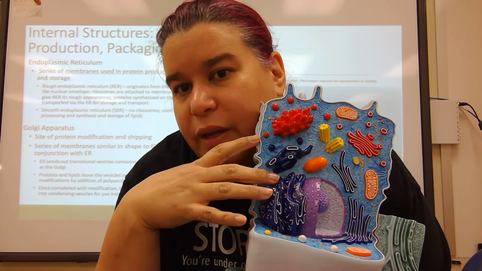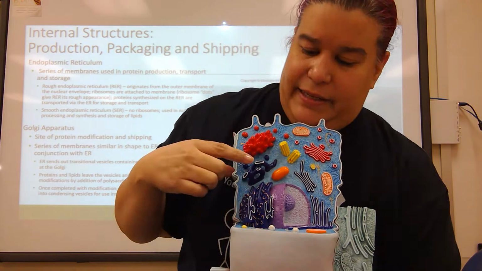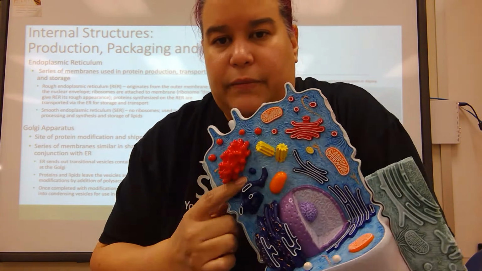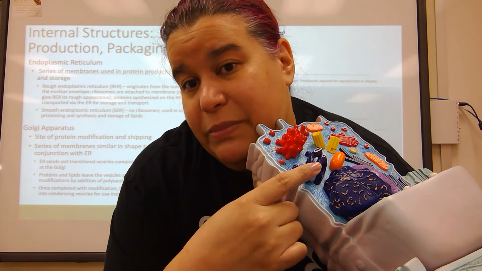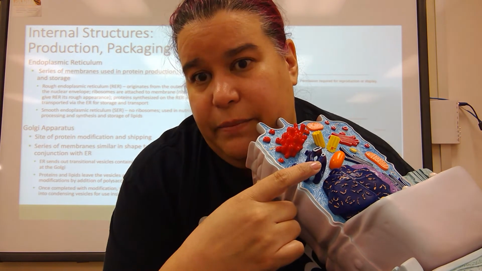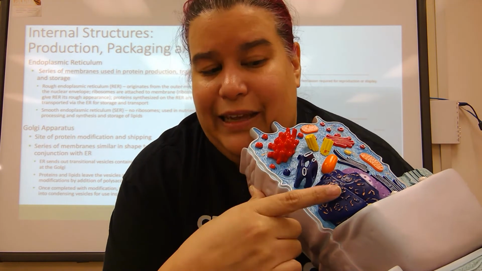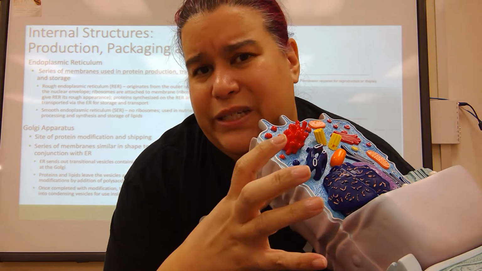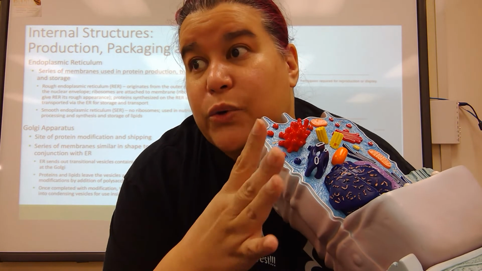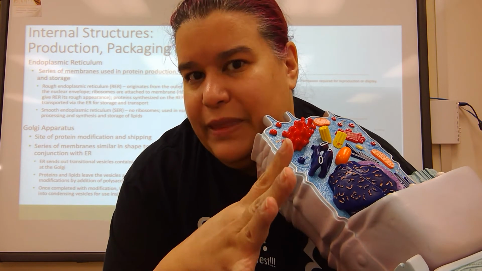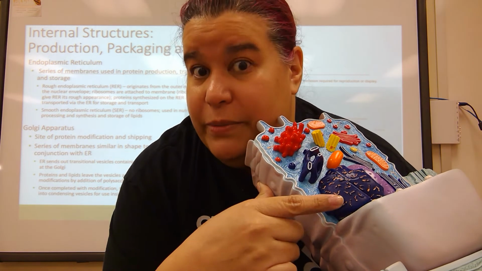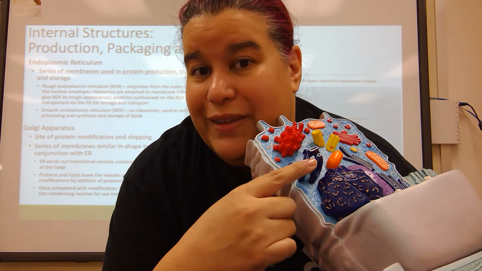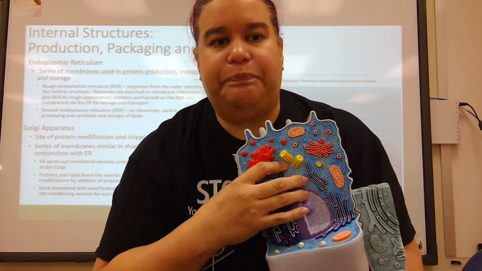Now, up above that, see how there's no ribosomes on it? This would be the smooth endoplasmic reticulum. Notice that they are technically the same color, that same dark, deep navy blue. So you know they are technically the same thing, but one has ribosomes, one doesn't. The one that has ribosomes is going to be rough. The one that doesn't is going to be smooth.